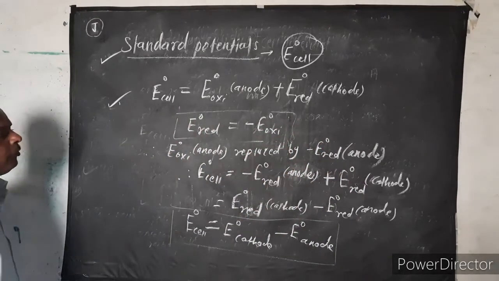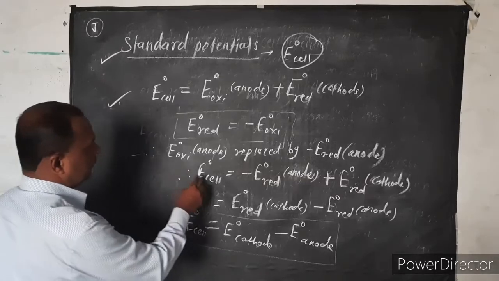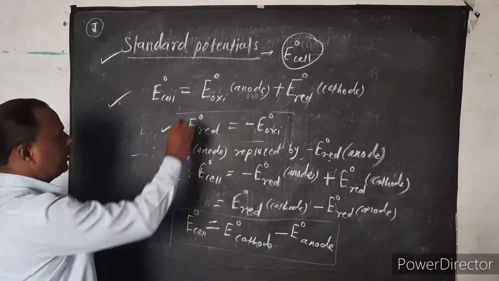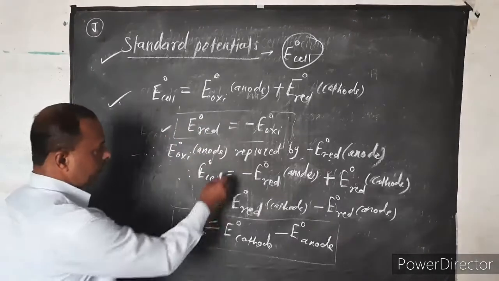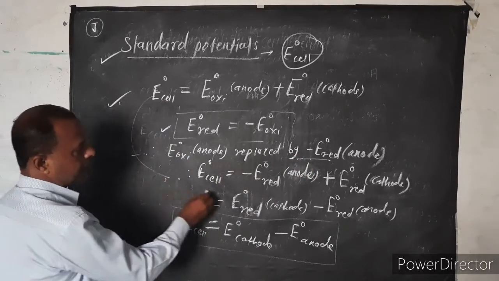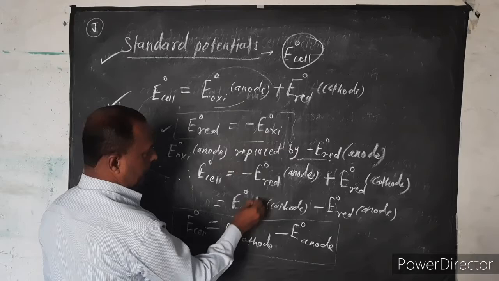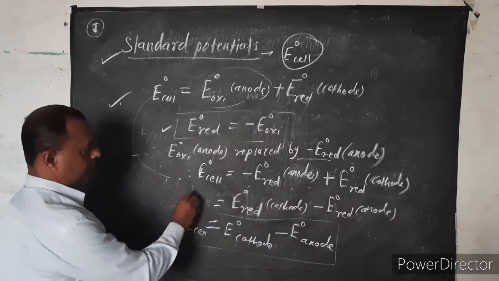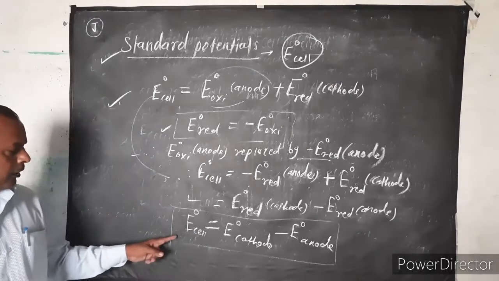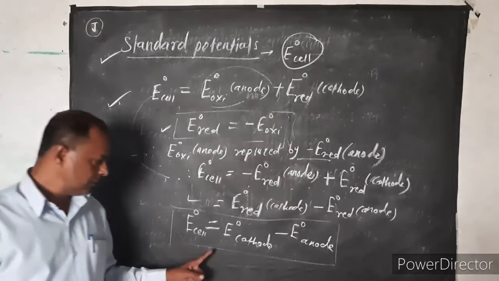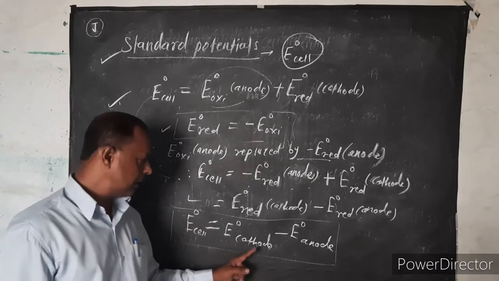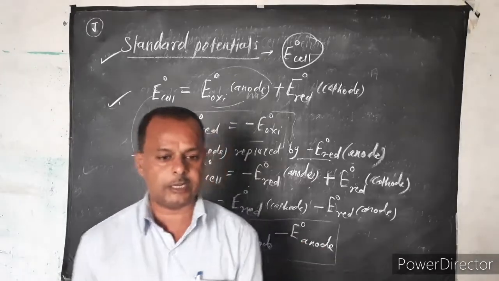So here, E oxidation is now replaced by E reduction, because these terms are equal to each other with the sign reversed. If you replace this term, the above equation becomes like this. Putting in E reduction at the anode, you get this second step, and finally the standard cell potential is equal to the standard electrode potential at the cathode minus the standard electrode potential at the anode.